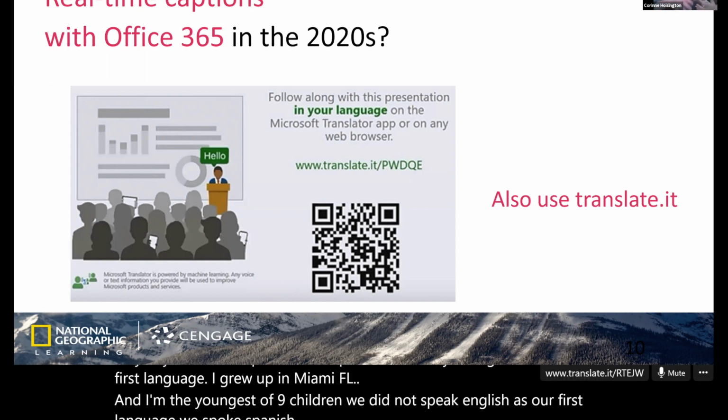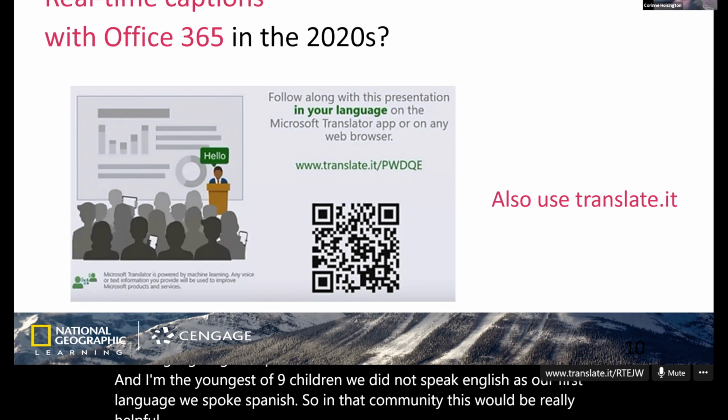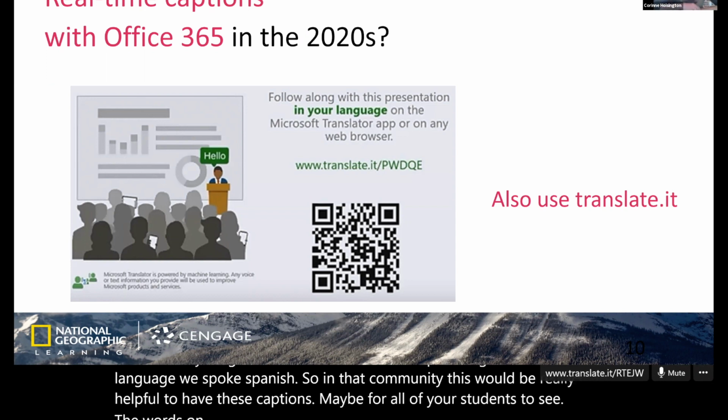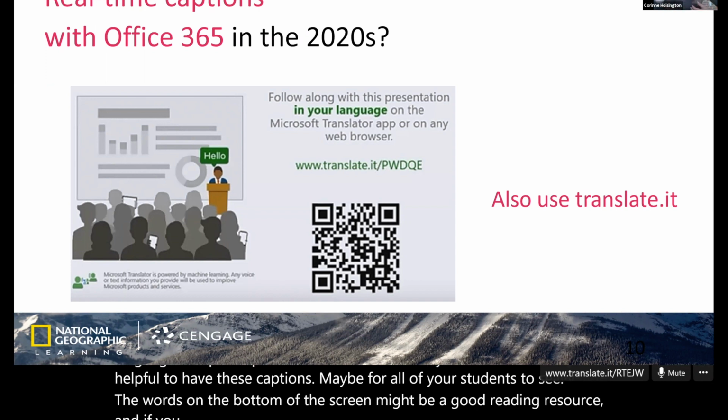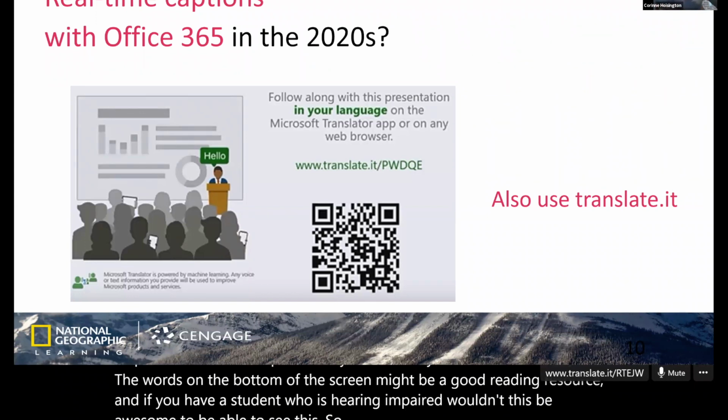So in that community, this would be really helpful to have these captions, maybe for all of your students to see the words on the bottom of the screen might be a good reading resource. And if you have a student who is hearing impaired, wouldn't this be awesome to be able to see this? So how am I doing this?